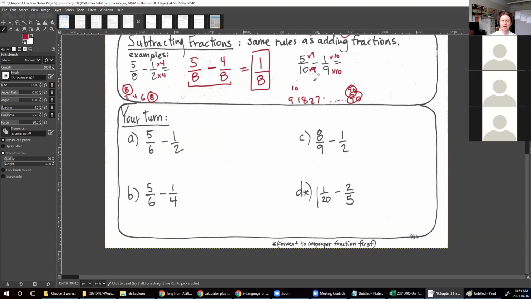Okay, this is times 9. So 10 times 9 would make 90, so I have to multiply both top and bottom by 9. 9 times 10 would be 90, so I have to multiply top and bottom by 10. So 5 times 9 is 45 over 90. And then 10 times 1 is 10, over 90. So we have 35 over 90. It's not simplified, but I'm fine with that for now.